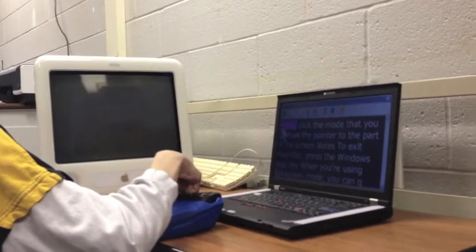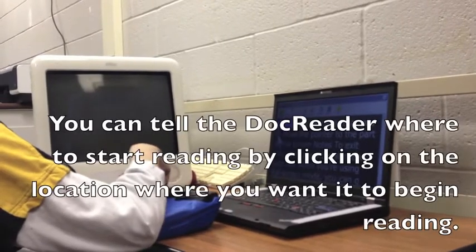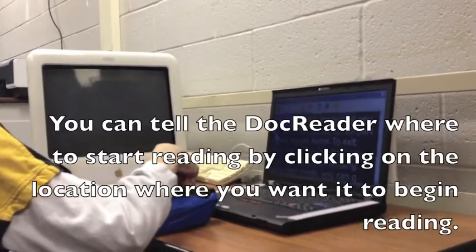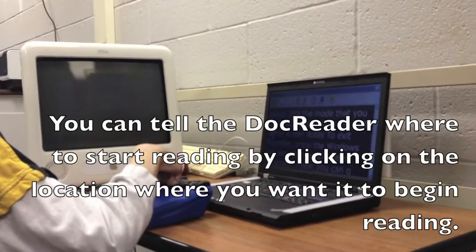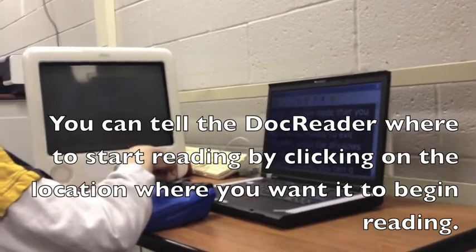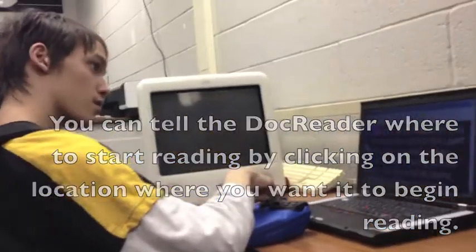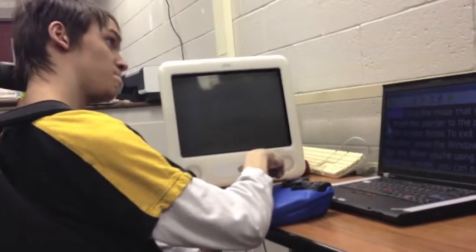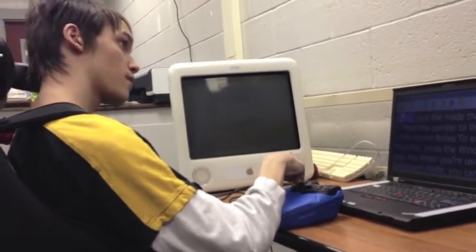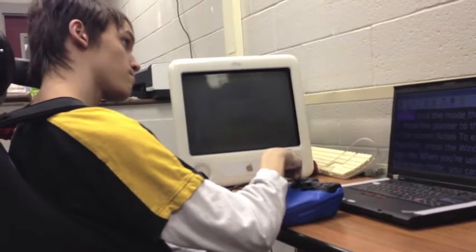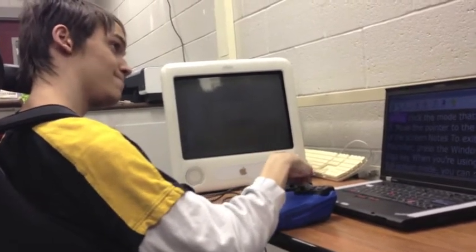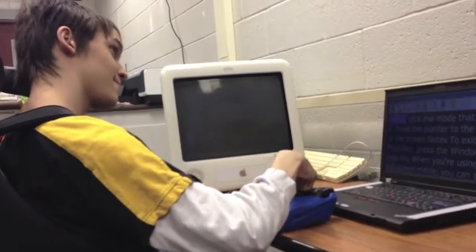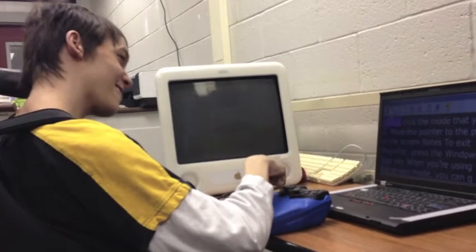So go ahead. Remember, you're aiming with the pointer. There. Now left click. So you actually have to click on it, right? So you can tell the Document Reader where you want it to start reading from. So you're not stuck in any one spot. All right? Any other questions? Or do you think you got a hold of it?